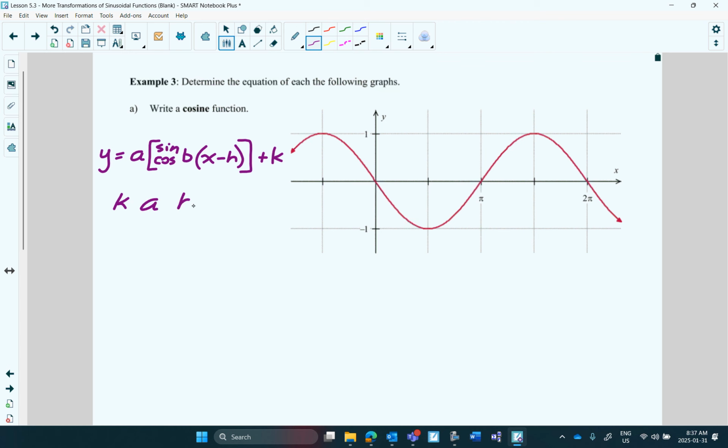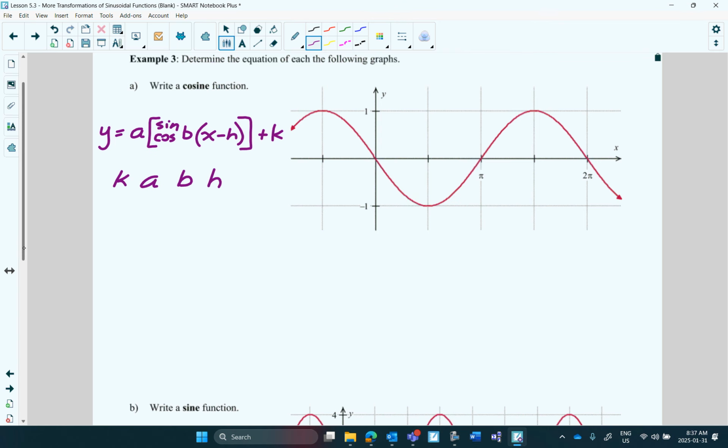A, B, and H, or cabbage. Remember, K is the midline. A is the amplitude, yes. B is the period. And H is the horizontal or phase shift. So in this one, well, let's find the midline.